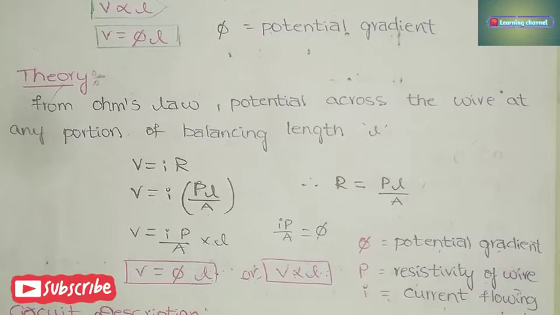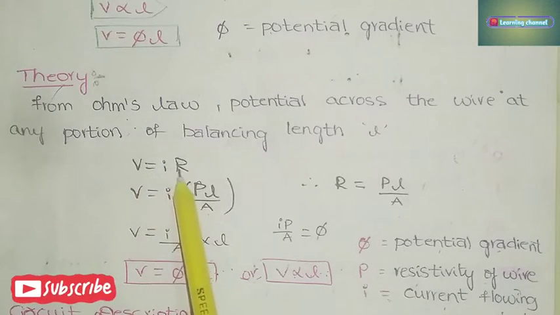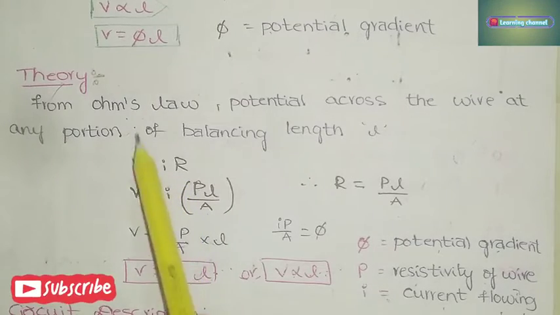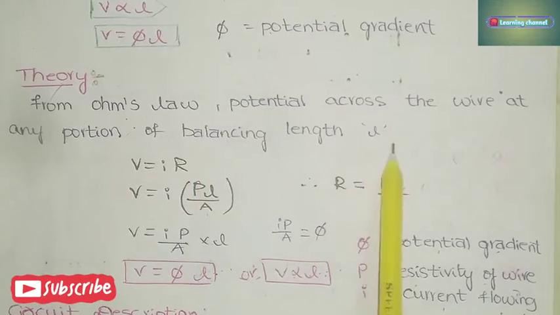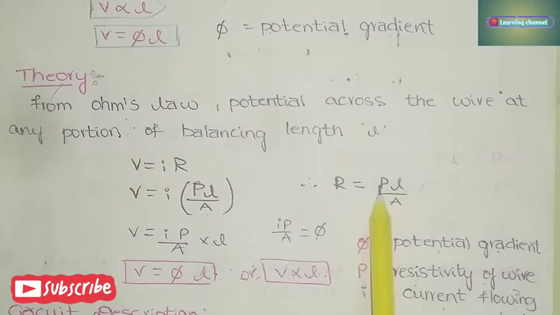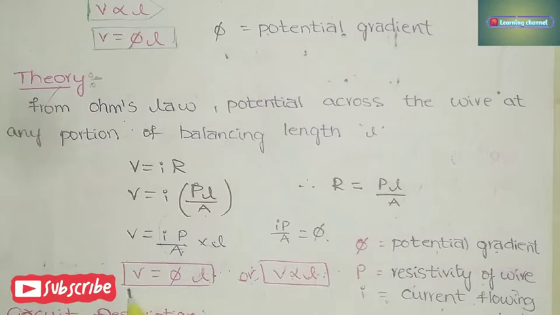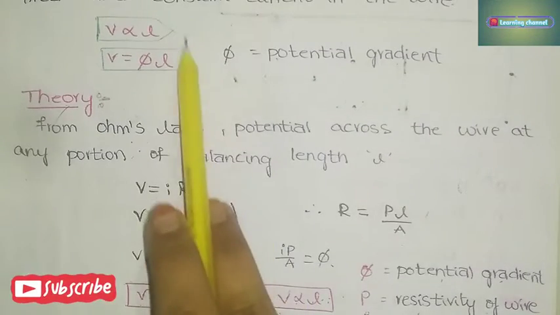We can also write the theory part for this. From Ohm's law, voltage is directly proportional to current. So from Ohm's law, the potential across the wire at any portion of the balancing length L is V equal to IR, and R is equal to rho L by A. Rho means the resistivity of the wire. We also know phi means potential gradient and I means current flowing. So in place of I rho by A, I am writing phi. So V is equal to phi L. This is what we got, that is the working principle of the potentiometer.